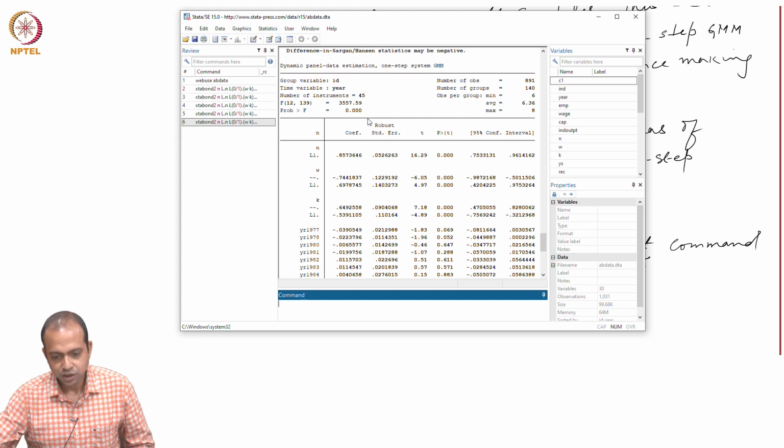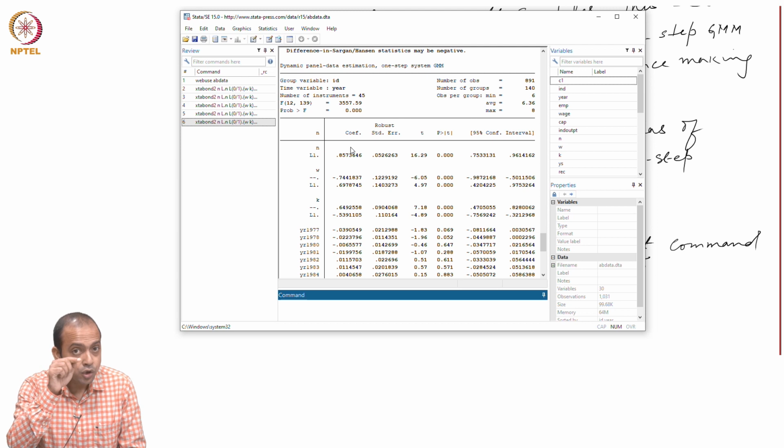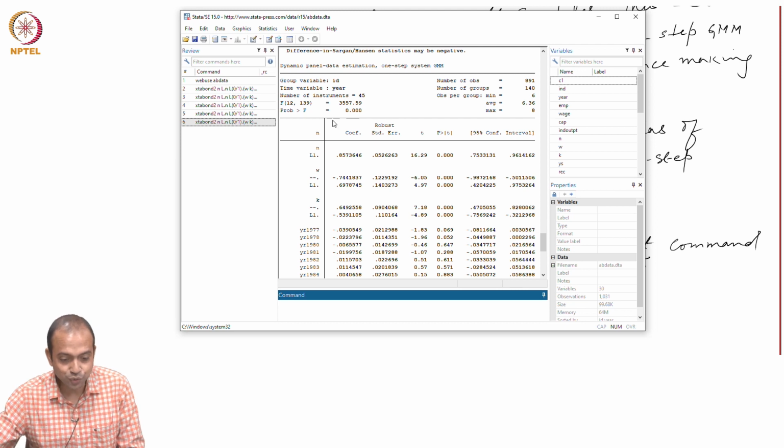See, one step system is ensuring the coefficient is lying there. So, while one step difference GMM could not ensure the estimate to lie within the interval, one step system GMM ensured. Now, what we will do?